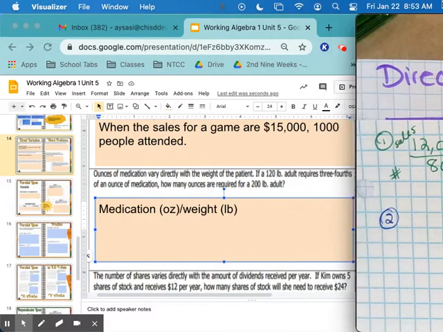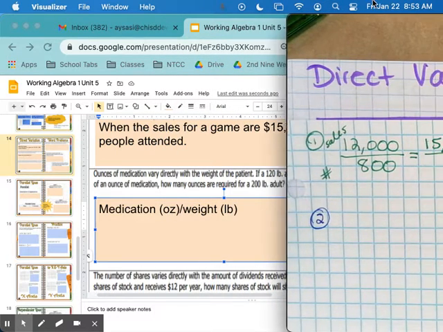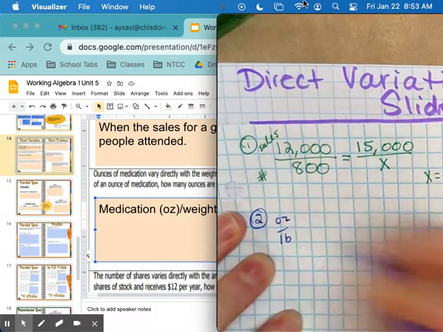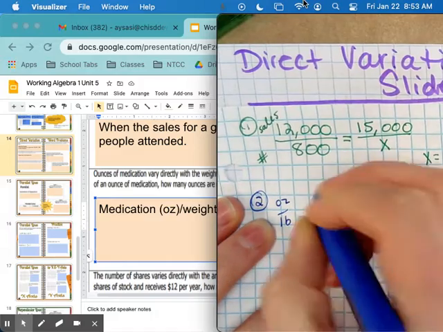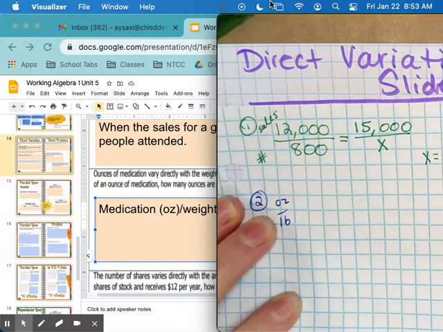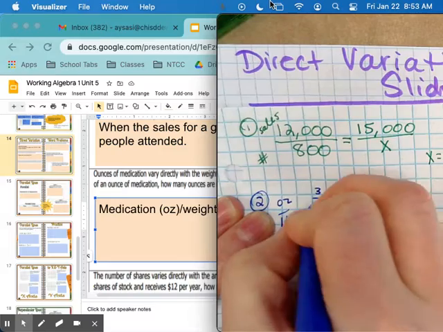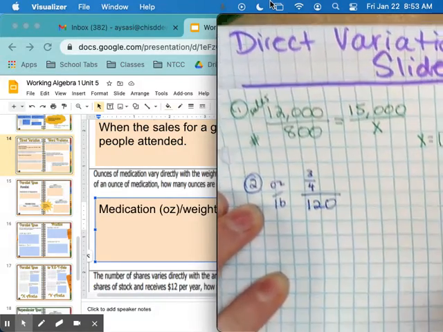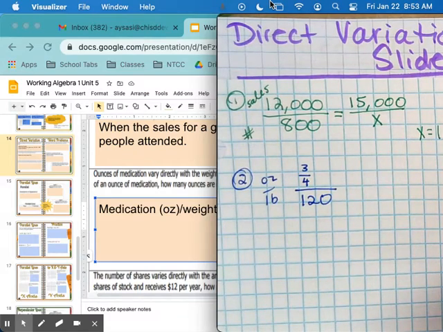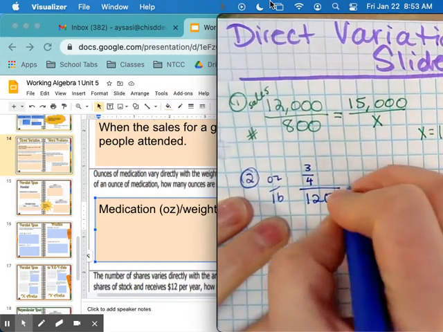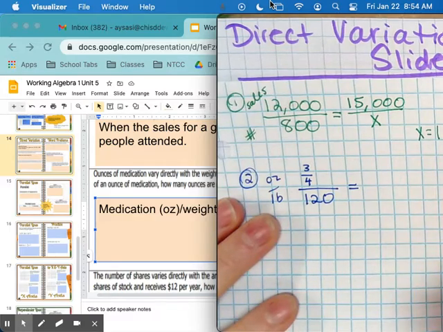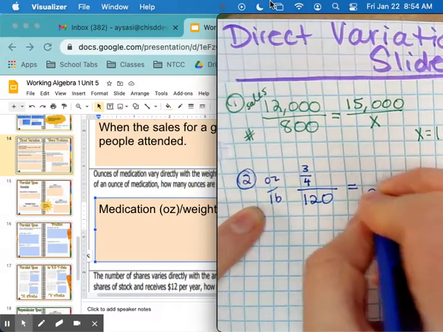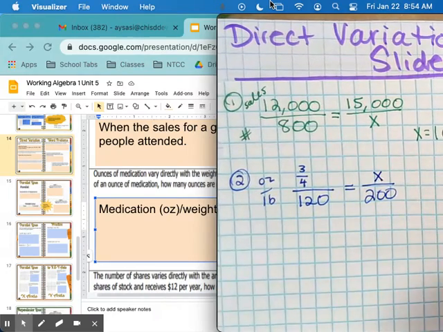Okay, so it says 120 pound requires 3/4. So it says ounces goes on top, right? Ounces over pounds. So what was that? 3/4? 3/4 ounce over 120. And we want to know how many ounces for a 200-pound adult. So where will 200 go? Top or bottom? Bottom, because it's pounds on bottom. So X is the number of ounces. That's what we want to find.